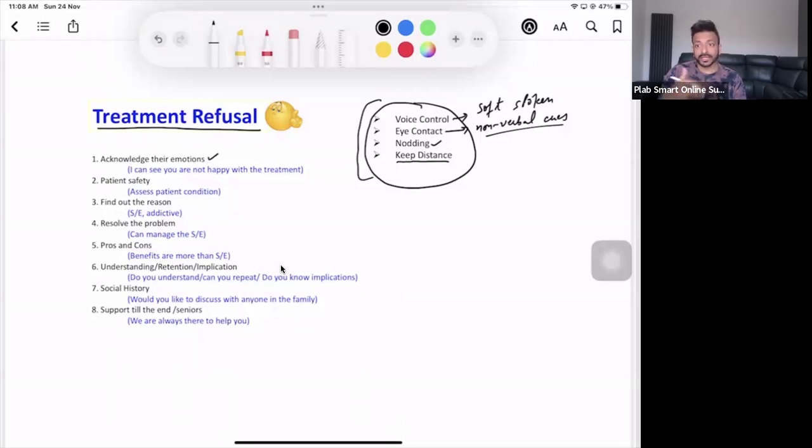But as a doctor, I need to tell the patient what worse can happen. I'll try to find out the reason why they are refusing the treatment, and I'll try to solve those reasons as well. That's what you need to do in these kinds of scenarios, right? So the first thing is acknowledgement.